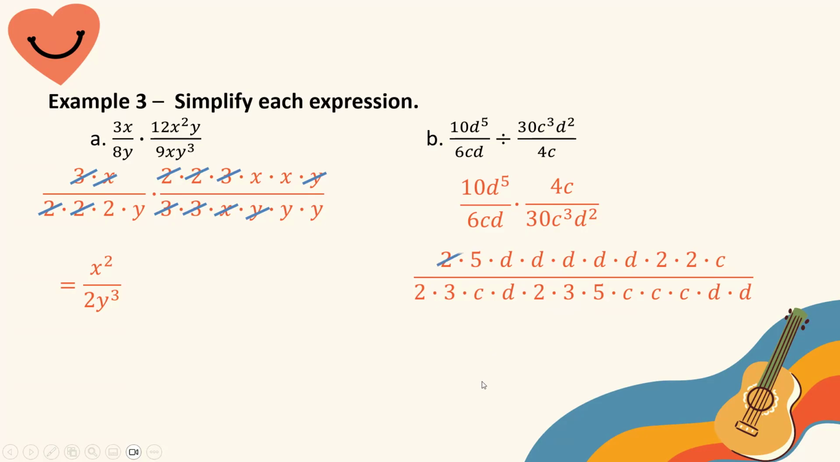and then we will cancel out like factors. So we have a common factor of 2, common factor of 5, a couple more factors of d, another 2, and c. So after all like factors divide out, we're left with 2d squared over 9c squared. So if they still had a common factor, I would know I didn't fully simplify it. But our numerator and denominator don't have a common factor other than 1.